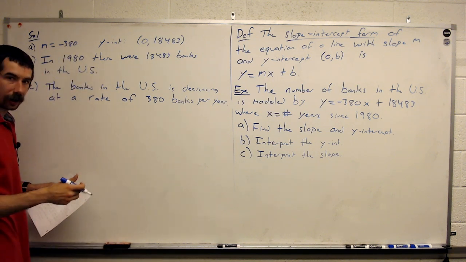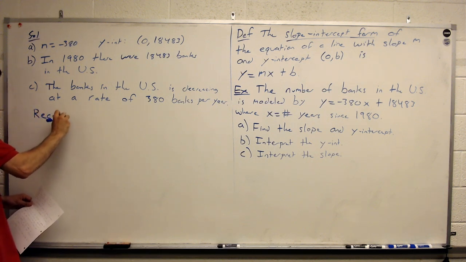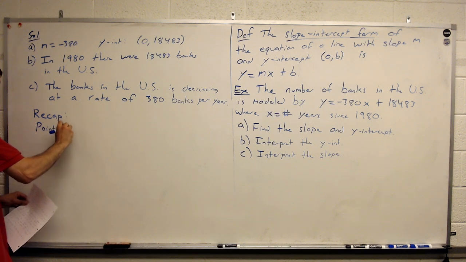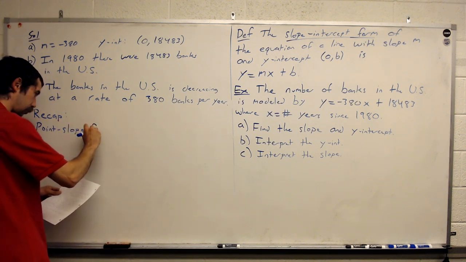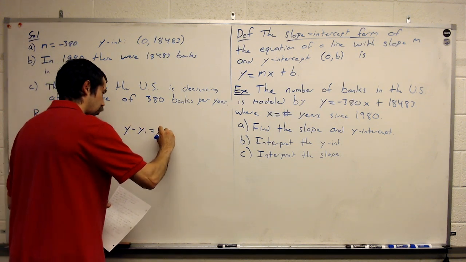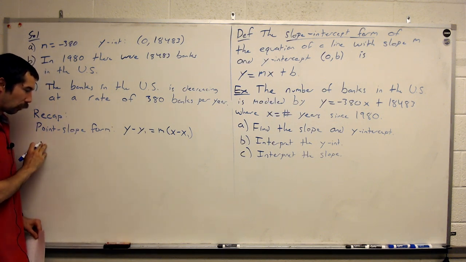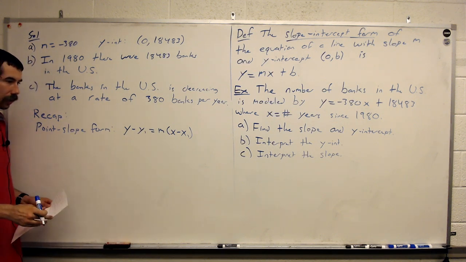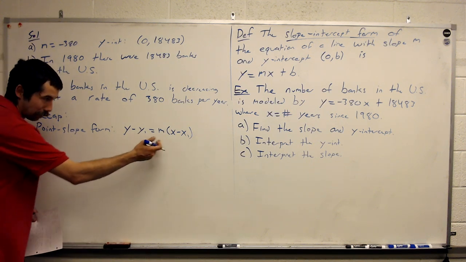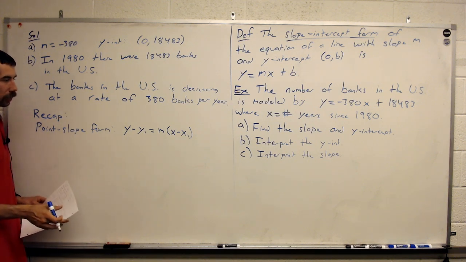Okay, let's give a quick recap of what we did today. So, point slope form: y minus y1 equals our slope times x minus x1. We use point slope form when we have a point and a slope. In my opinion, this is the most useful version of how to write a line. It's very common that we'll have a slope, and it's very common that we'll have a point. So this is a good one to know.